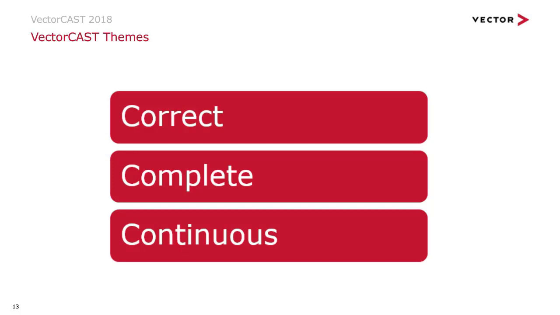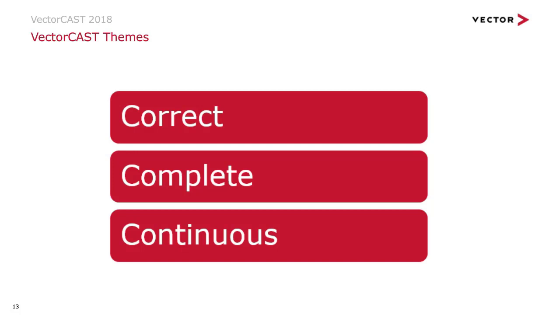And then continuous means that we have the ability to do testing both in all phases of software development, as well as literally continuously. So are we able to do a test and reassessment every time we make a change to the software? So those are the VectorCAST themes: correct, complete, and continuous.